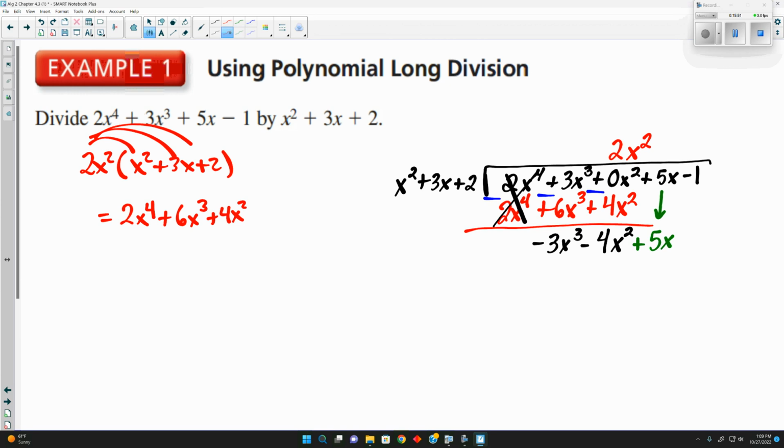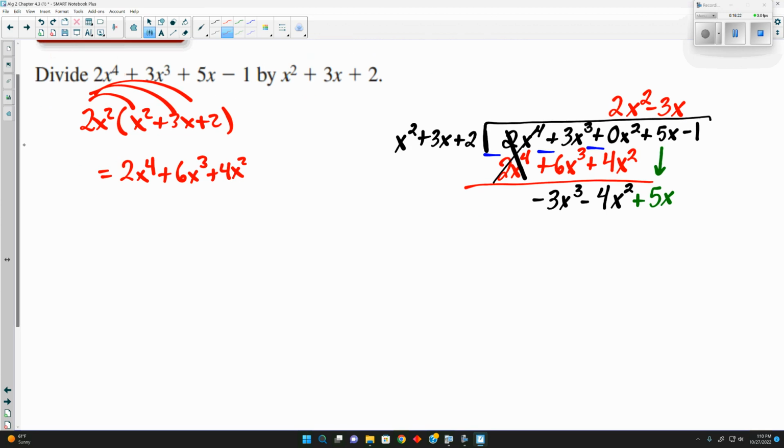And again, we're going to repeat this process. So we're now seeing what times x squared will give us negative 3x cubed. Well, we have 1 in front of x squared, and we need it to be negative 3. So we will multiply it by negative 3, yes? And we'll also need a what? X. If you notice that the terms are lining back up, which means the next number we multiply will just be a constant number. So we'll do this again. So we're going to multiply negative 3x by x squared plus 3x plus 2.